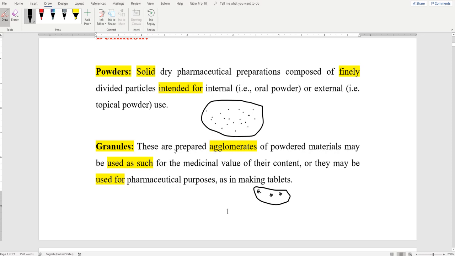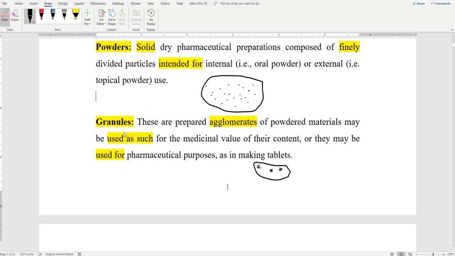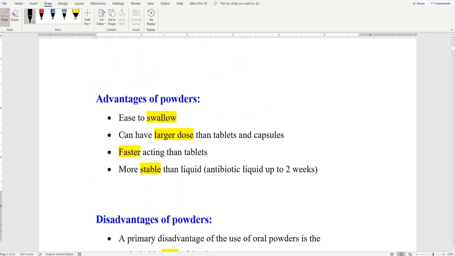Okay, after talking about the definitions, now we will focus on powders, and we will talk about the advantages of powders as a dosage form. The first advantage is that powders are easier to swallow. Now, when I say it's easier to swallow, I have to think always about comparison. So I'm comparing here powders with what? I'm comparing, for example, powders with, let's say, tablets or capsules as dosage form.